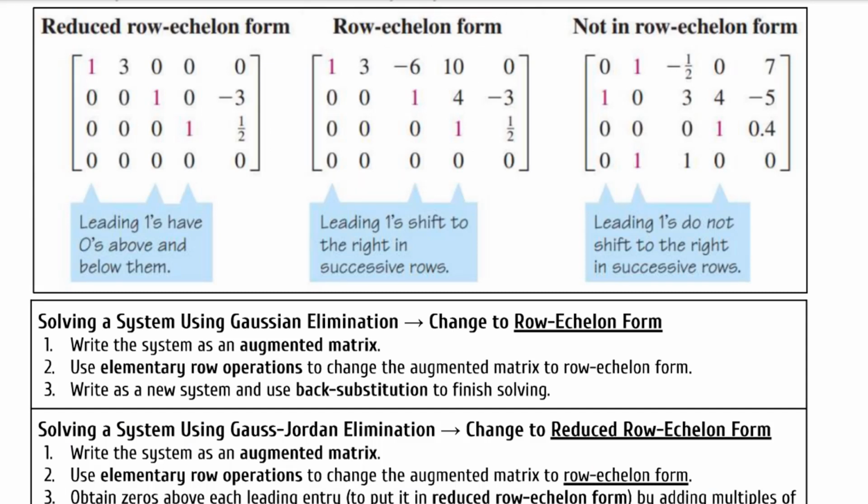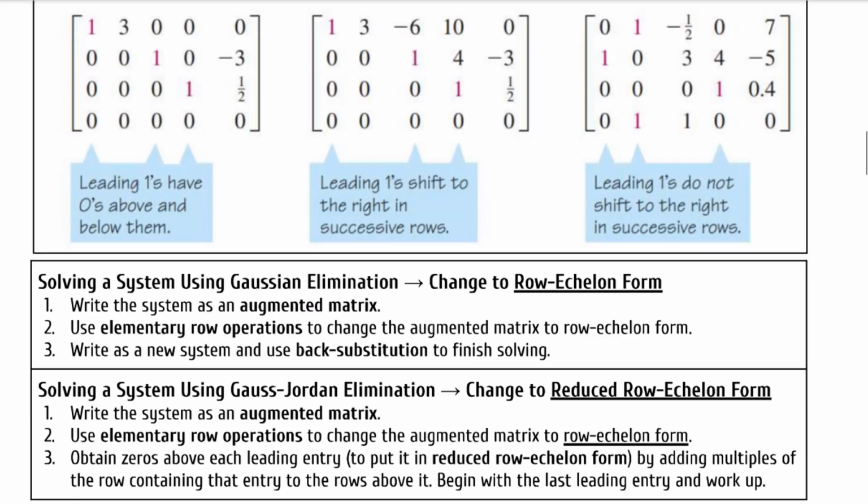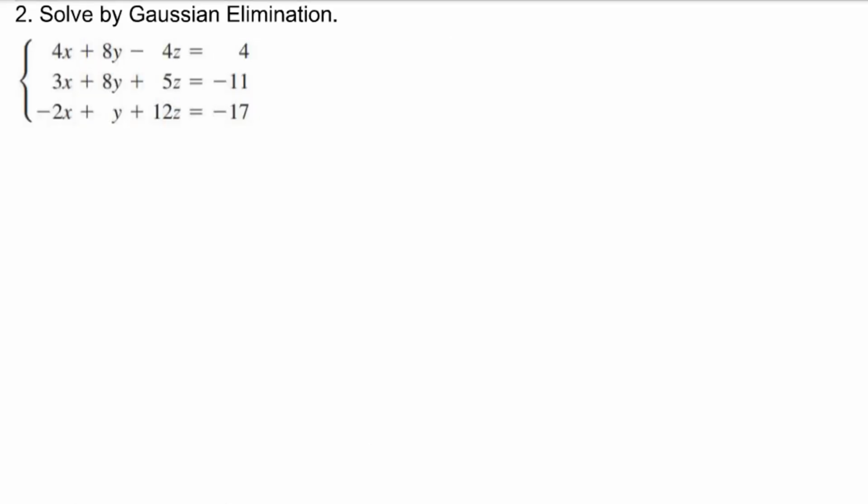Solving a system using Gaussian elimination means changing it to row echelon form, just like we did in example 1. Solving a system using Gauss-Jordan elimination means to change the matrix into reduced row echelon form. This will require you to obtain zeros above each leading entry in addition to below each leading entry. For number 2, solve by Gaussian elimination. First, write as an augmented matrix.